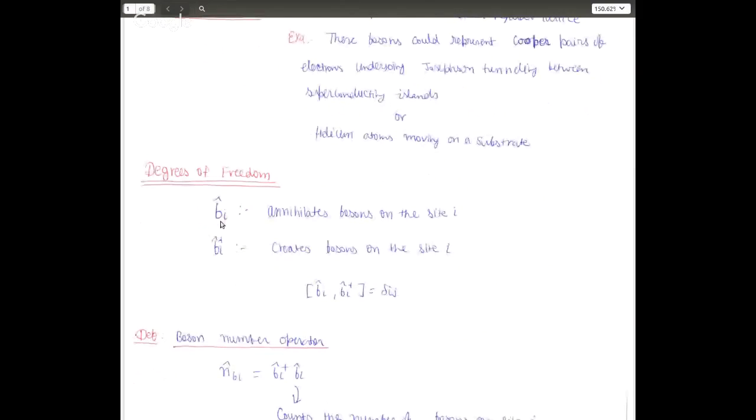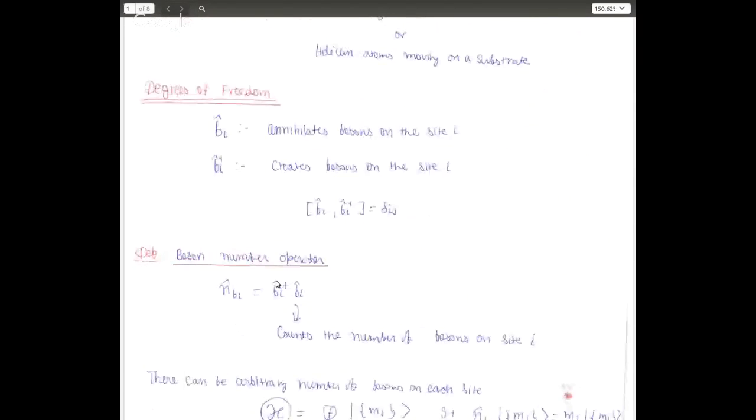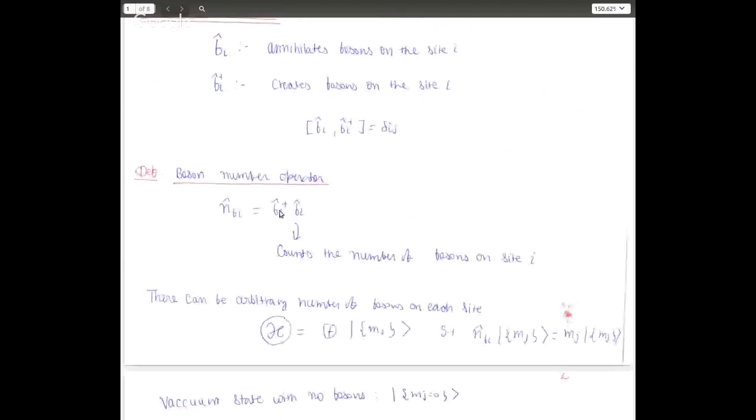So given this, we define the degrees of freedom of the regular lattice. We have b_i, which annihilates a boson on site i, and b_i dagger, which creates a boson on site i. You can recapitulate this from your regular ladder operator picture, where b_i dagger refers to the creation operator and b_i the annihilation operator, and the commutator of b_i and b_j dagger is given by delta_ij.